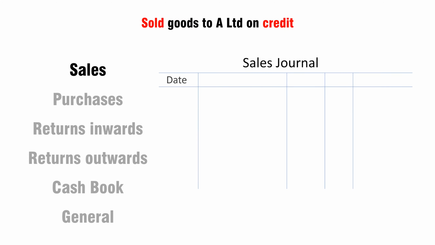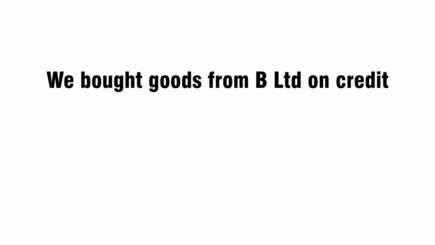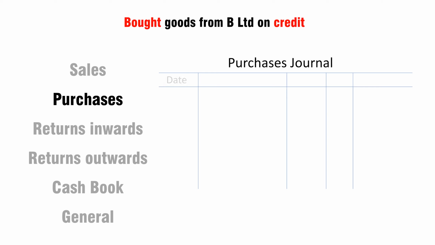We sold goods to A Limited on credit. Sales journal: date, customer, invoice, folio, amount due, A Limited. We bought goods from B Limited on credit. Purchases journal: date, supplier, invoice, folio, amount due, B Limited.